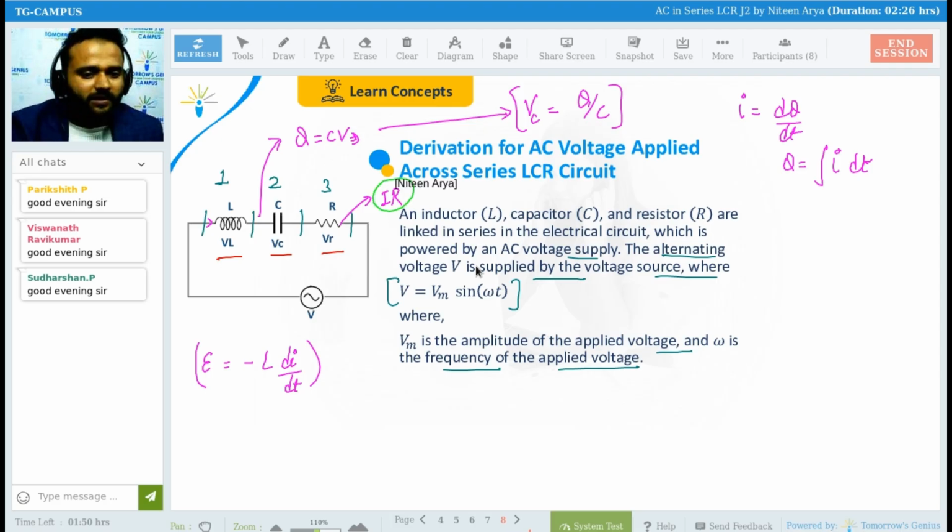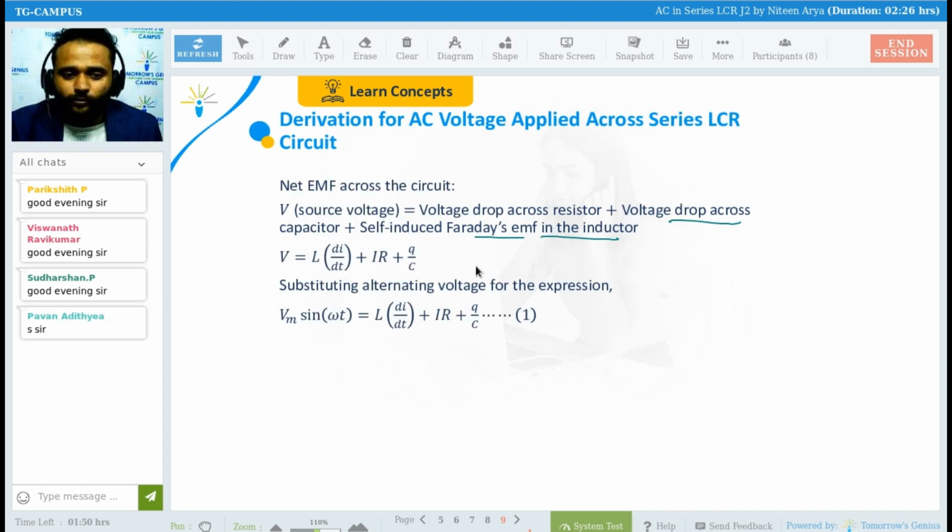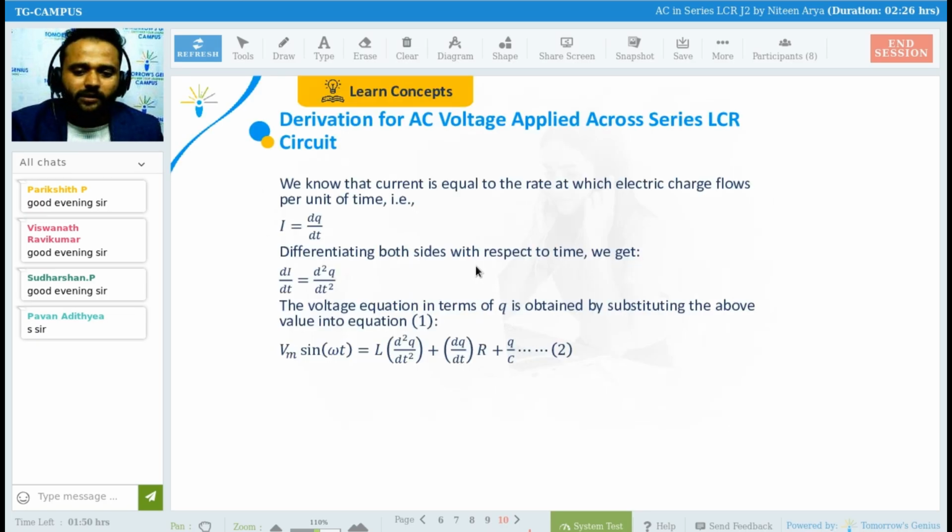Please let me know. Clear, everyone? We are not doing anything new till now. The new thing is we are going to find the different kinds of voltage on different components. Simple. So the net voltage V is L di by dt plus IR plus Q by C. Substituting an alternating voltage V equals Vm sin omega t, we get L di by dt plus IR plus Q by C equals Vm sin omega t. This is your equation number 1.